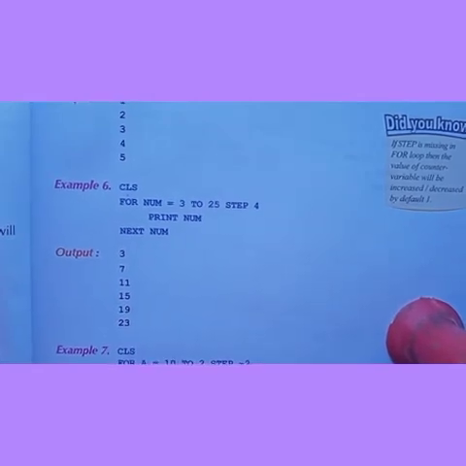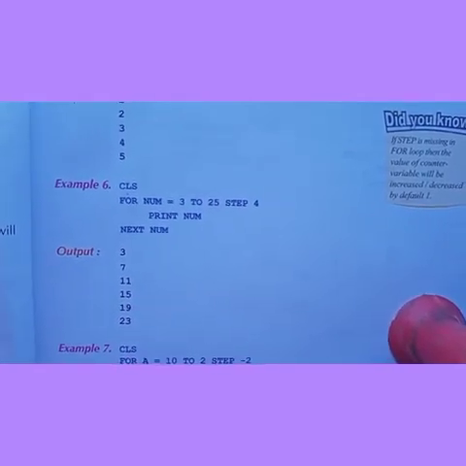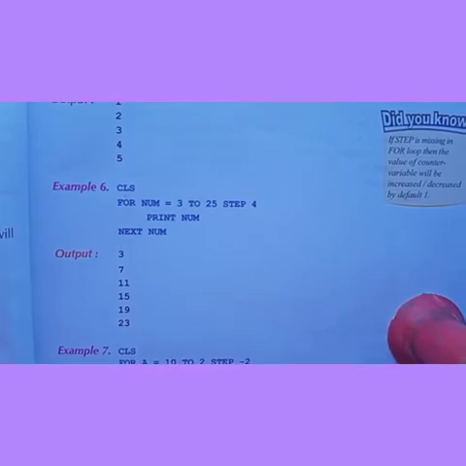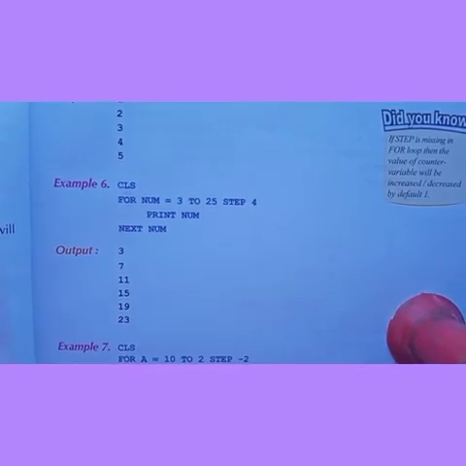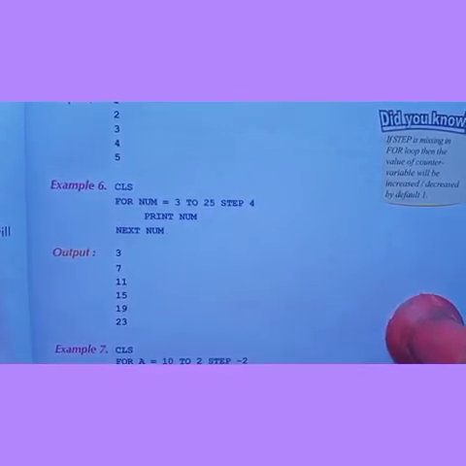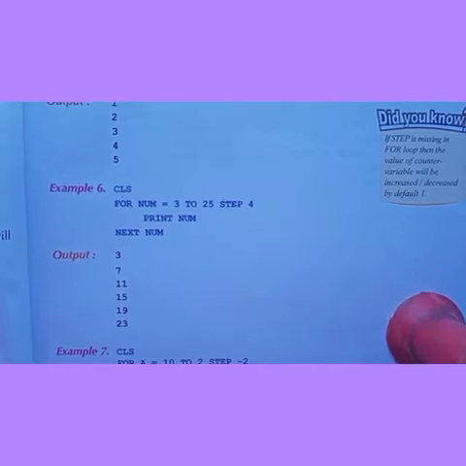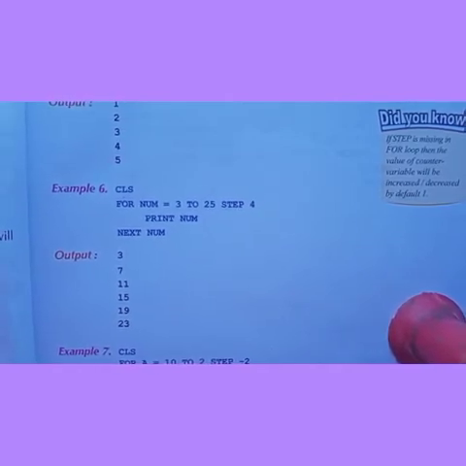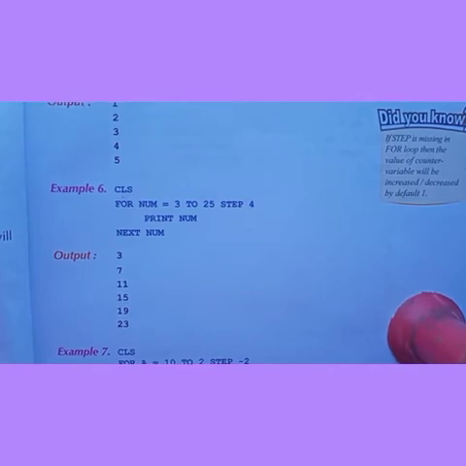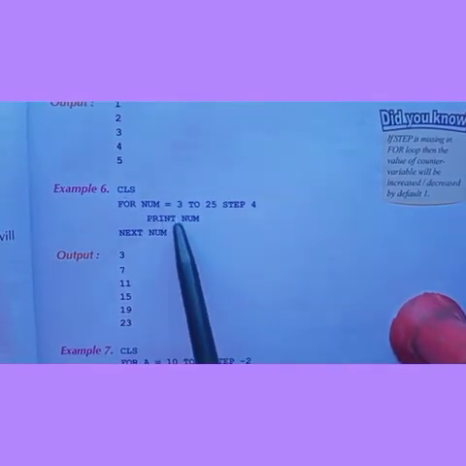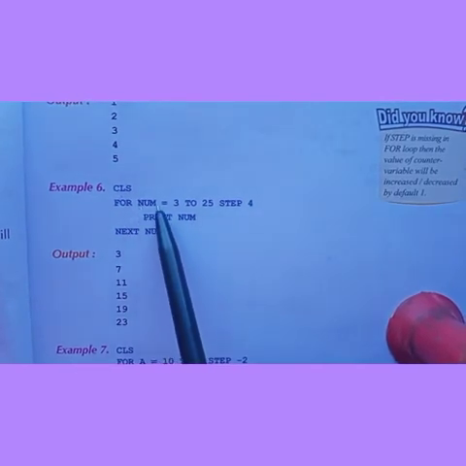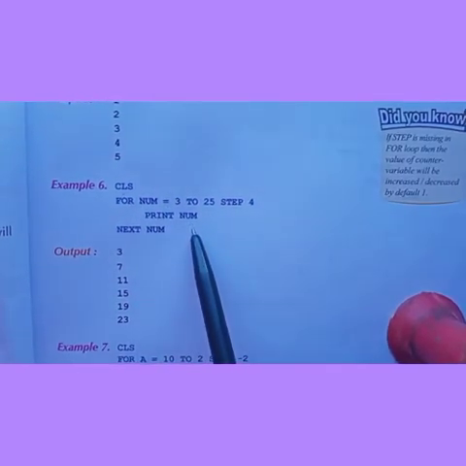Step is written to skip. Step 4 means that after 3, 4 values will be skipped. So when 4 values are skipped, the next value automatically will become 7. And after 7, when 4 values are skipped, it will become 11. And what has to be done? Print num. That is, whatever the value of num will be, that will be printed.